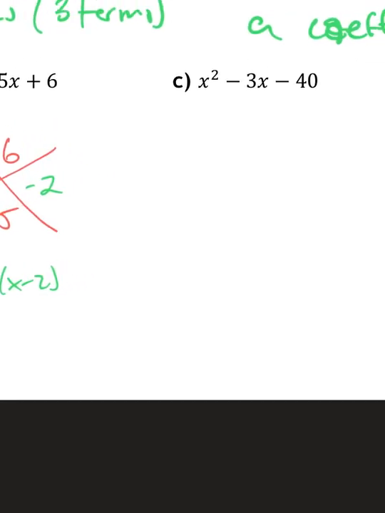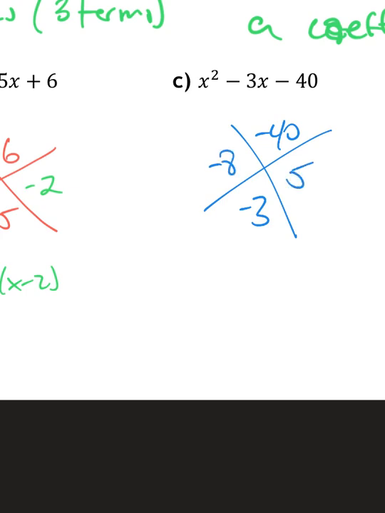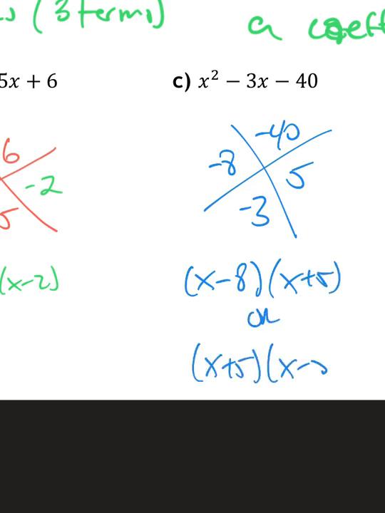All right, now over here, we got negative 40 and negative 3. So now I have a negative up top. So one side's going to be positive, one side's going to be negative. So what multiplies to give me negative 40 and adds to give me negative 3? So that's negative 8 and 5. So x minus 8, x plus 5. Or it doesn't matter, you can write x plus 5, x minus 8. Order doesn't matter as long as the signs stay with the same number.